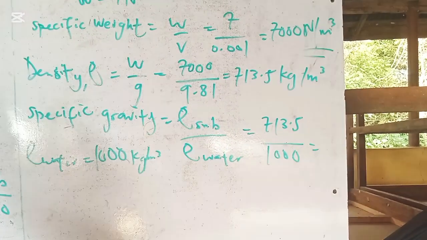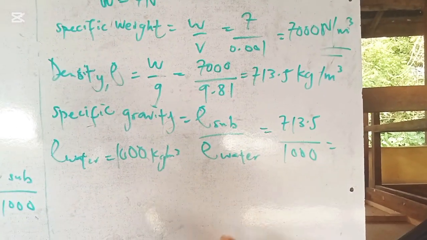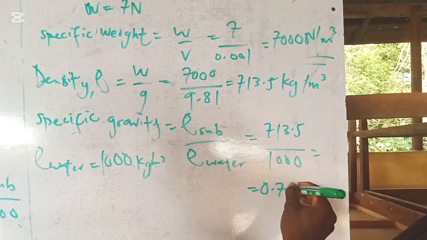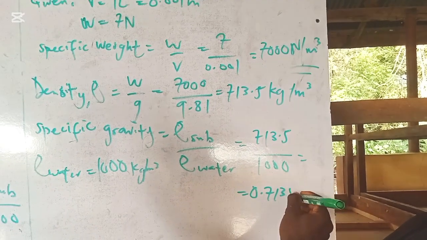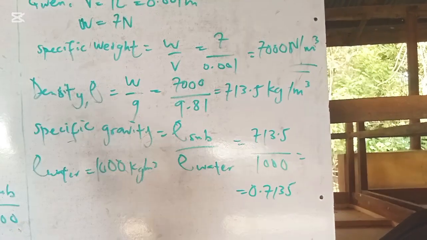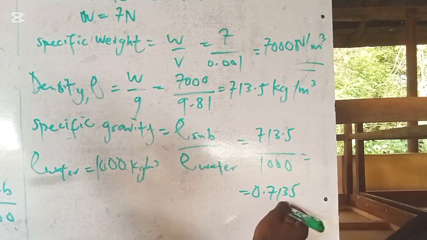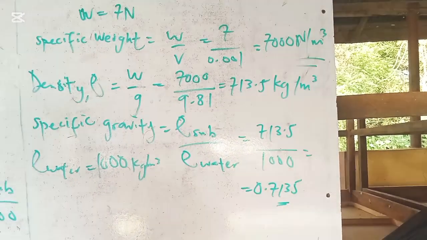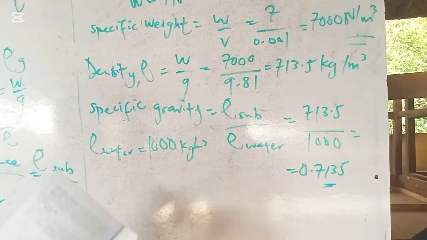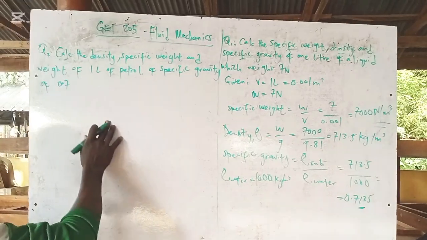And what would be our answer? That would be 0.7135. Note that specific gravity doesn't have units, as it implies. So that's for the first question. Let's solve this second question.